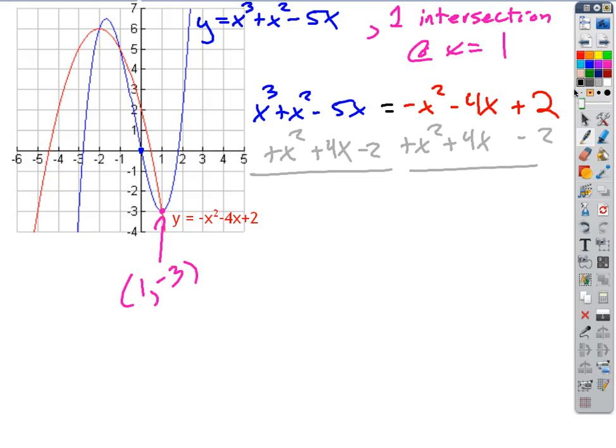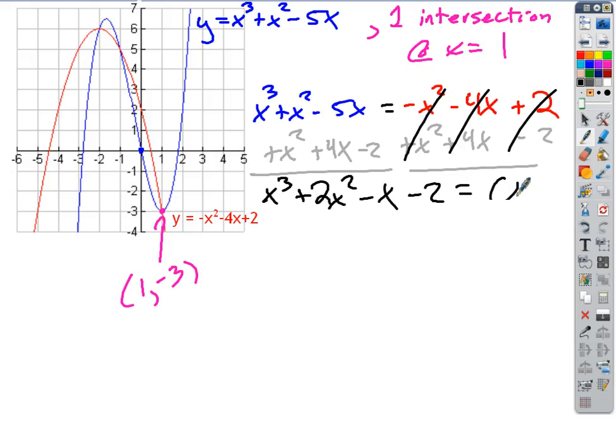Okay, so if I add these up, I get what? x cubed, x squared plus x squared, 2x squared, negative 5x plus 4x minus x, and then minus 2, and then over here everything cancels. Right? So there is my polynomial equation in standard form. Okay, that's what we got to solve. Now, how do we do that?